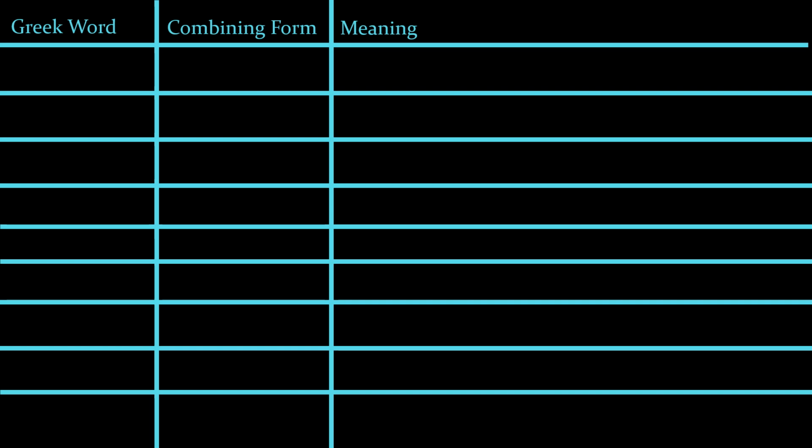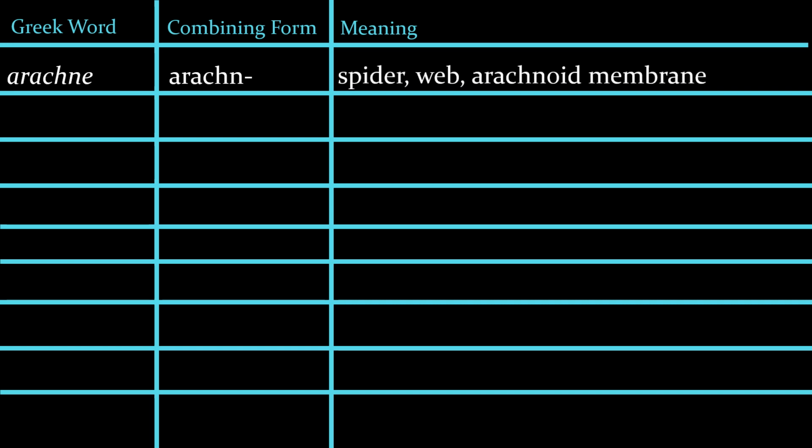So we get to our familiar grid here, and we'll start with the word arachne, arachne, if you're learning that pronunciation. And the combining form is very similar, and you've probably already figured out that this means spider or web, although there is a different word in Greek for web, histos, like histogram or something like that. In medicine, this is often used for arachnoid membranes, things that are spider-like.